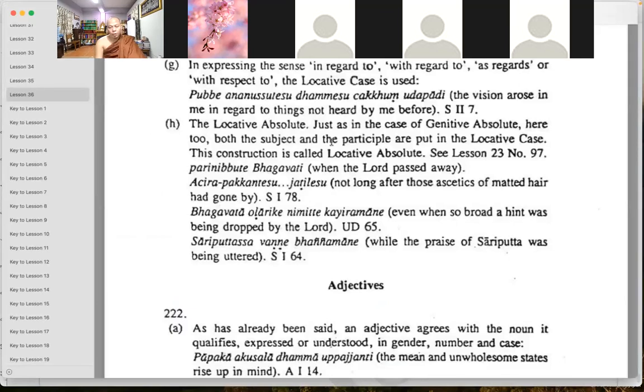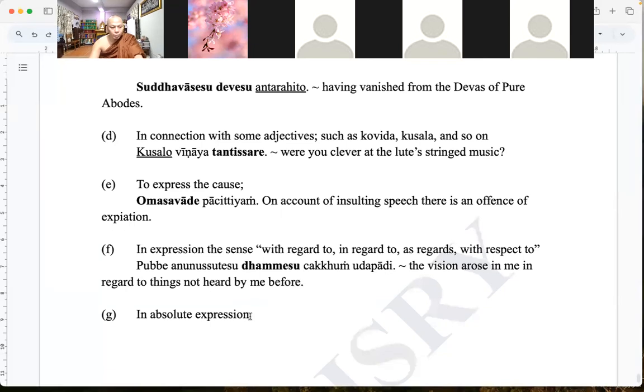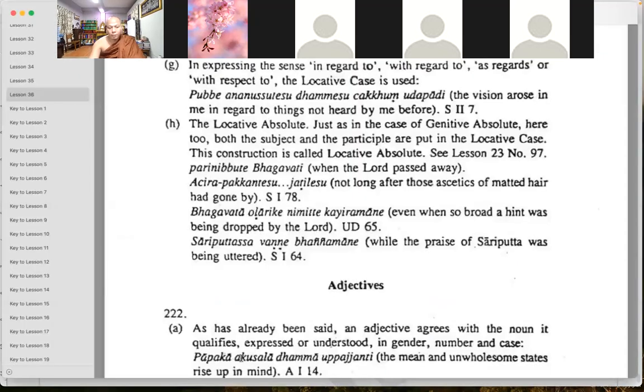So the locative case is the locative absolute. That one is a kind of construction, instead of saying expression. So "absolute construction" is better. And also, here is some remark. The locative absolute is just like the generic absolute. Here both the subject and the participle are in the locative case. That one we already saw. So this construction is called the locative absolute.